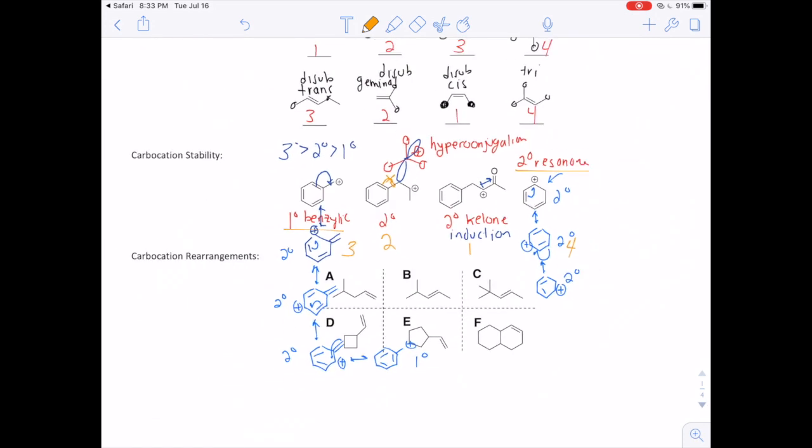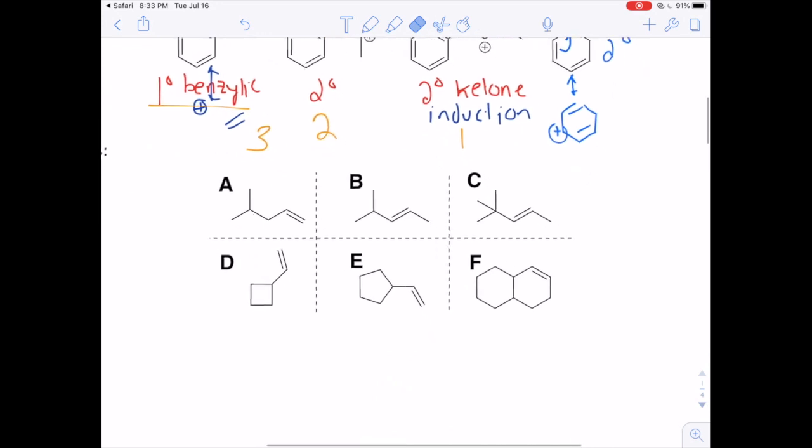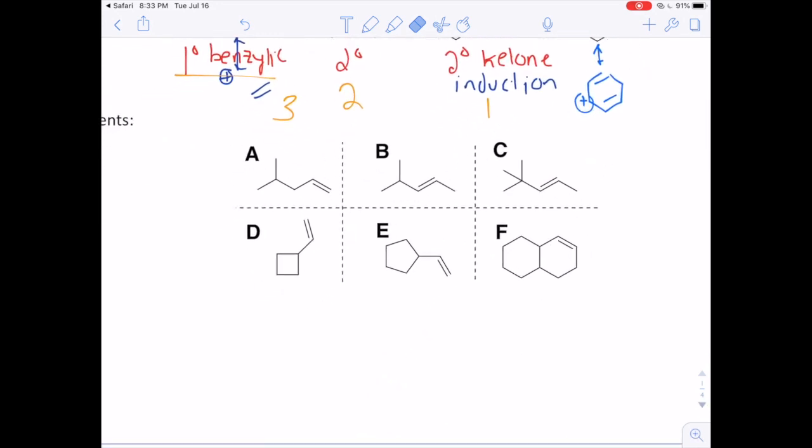So now we're going to talk about carbocation rearrangements. So let me make some more room over here. Okay. So I know we haven't talked about any reactions yet, but our first reaction that we learned in this chapter is called hydrohalogenation. And through that mechanism, we saw that we're going to generate a carbocation. And generation of carbocation follows Markovnikov's Rule.